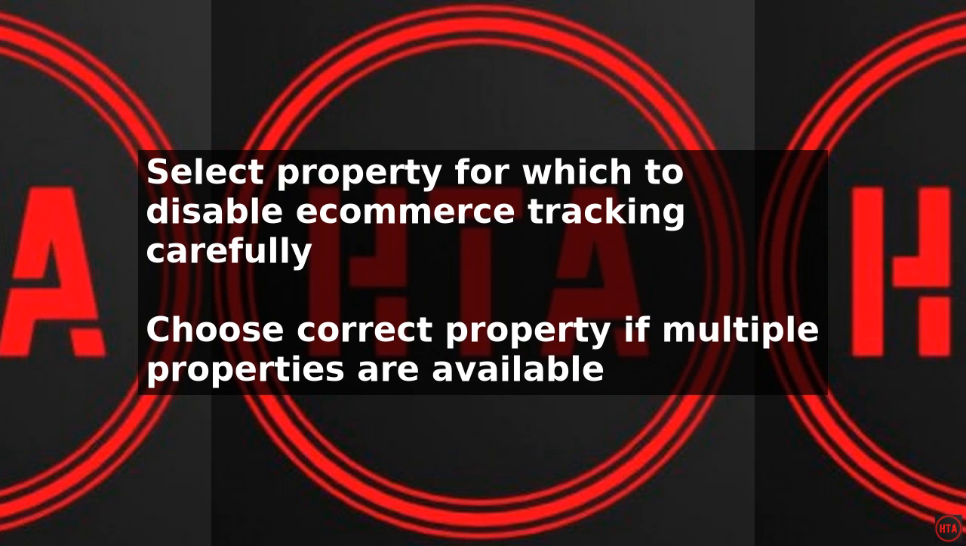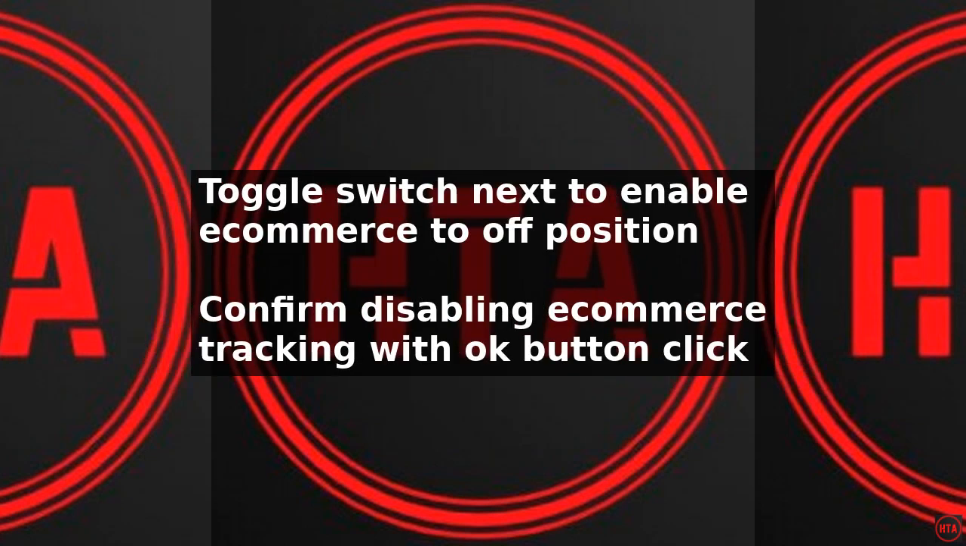Alternatively, if you are using Google Tag Manager to track e-commerce transactions, you need to edit the Google Analytics tag settings. To do this, navigate to your Google Tag Manager account and select the container for which you want to disable e-commerce tracking. Then, click on Tags and select the Google Analytics tag. In the tag settings, click on the trigger and edit the e-commerce trigger. To disable e-commerce tracking, simply remove the e-commerce trigger or pause the tag. This will prevent Google Analytics from tracking e-commerce transactions.